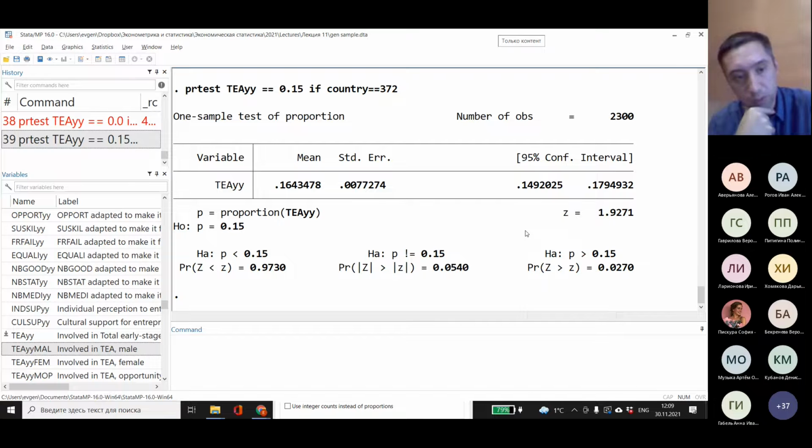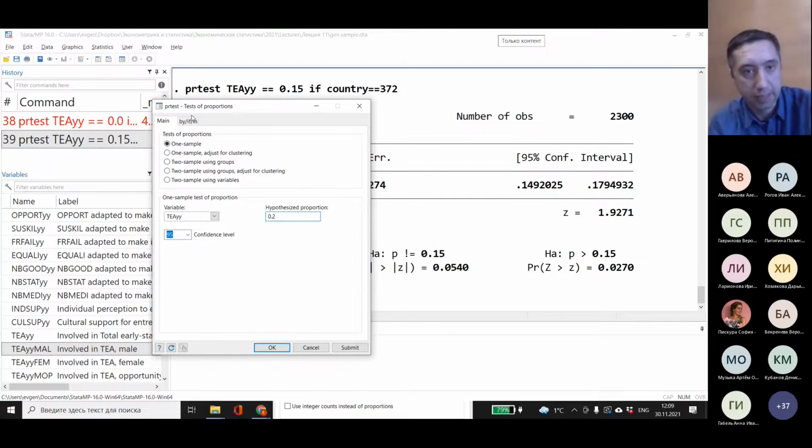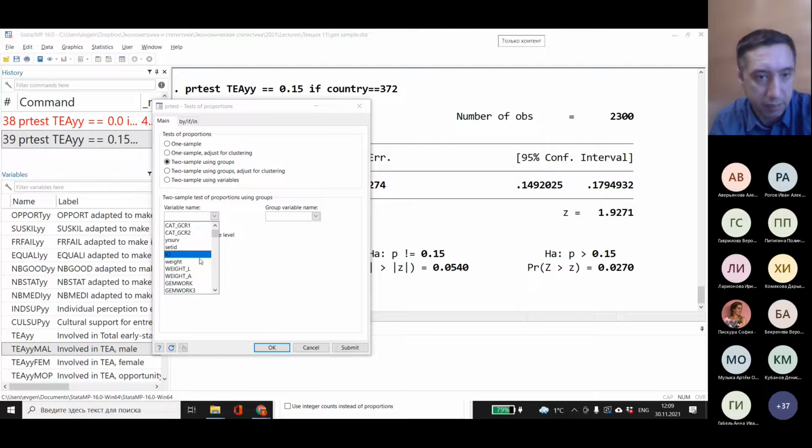For example, we want to compare entrepreneurial activity in Estonia and Latvia. To do this, you should go back to the proportion test, and now you have to use the two-sample using groups option. Again, you should use a variable name. It is TRYY. Let's use the group variable name, which is the country name, and click submit.